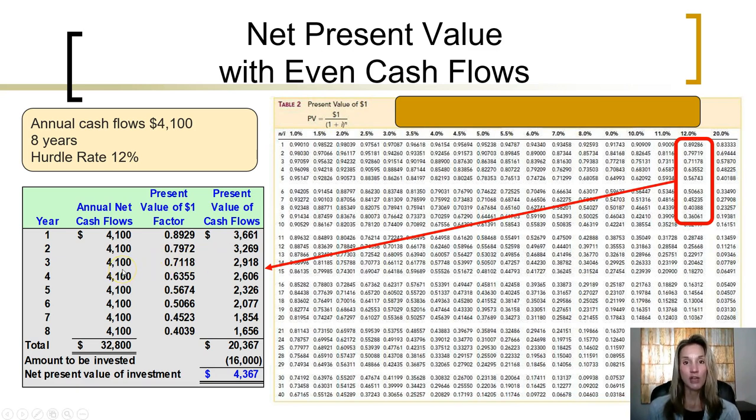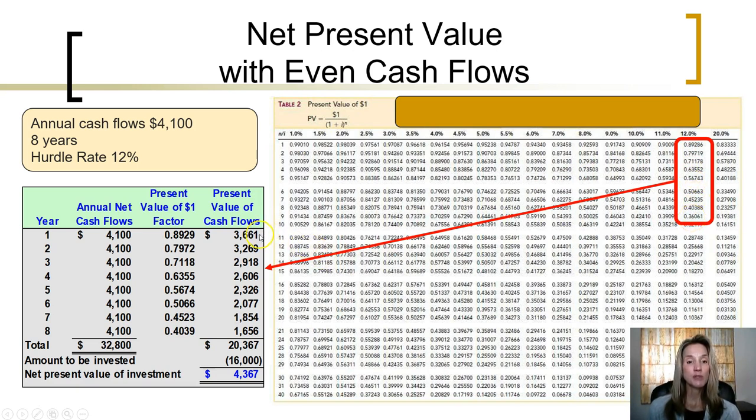We do the same thing for year three cash flows. $4,100 to be received in year three at a 12% return, 3 periods until that cash flow is received, present factor 0.71178. Present value factor times the cash flow to be received that year calculates how much that future cash flow is worth today. Finally, we would do that for each year's cash flows, multiplying that year's cash flows by the present value factors appropriate for that year's period.